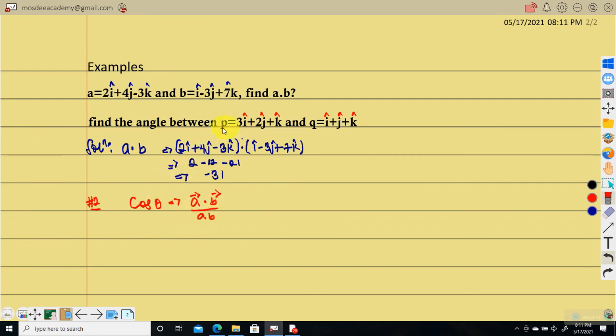But if you look at the vectors we have, P and Q. So if you change this to P and Q over the magnitudes of P and Q, which is the same thing, my dear student, that means we are going to multiply the dot product of P and Q, like what we did in the first example.